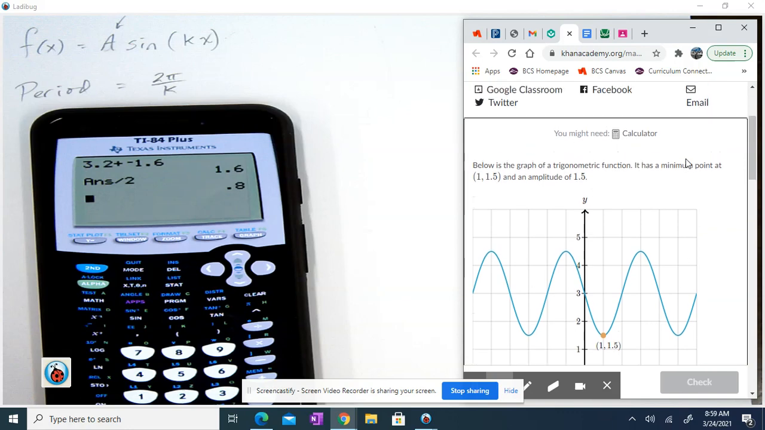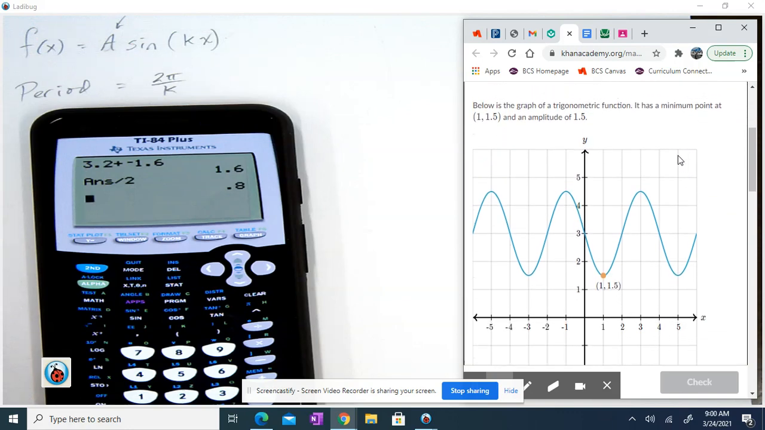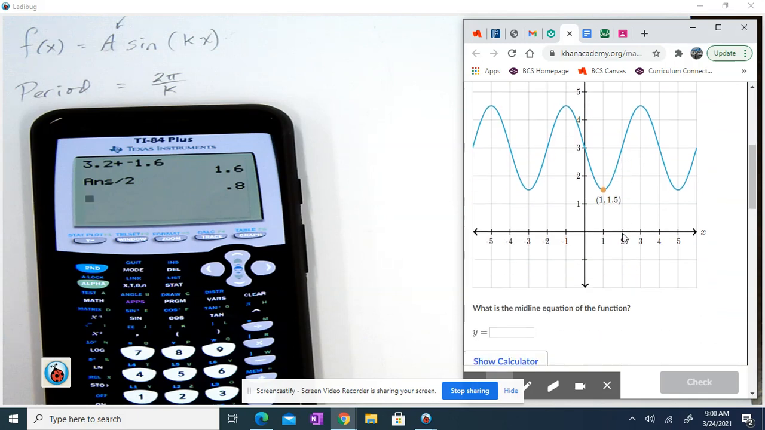Let's see what's going on here. Below is the graph of a trigonometric function that has the minimum point at 1.5 and an amplitude of 1.5. Okay. So its amplitude is 1.5, which means 3 is the midline, right? Because you've got to go 1.5 up from here. Does that make sense? If its amplitude is 1.5, then you would just add 1.5 to this minimum to get to the midline. So it's 3.